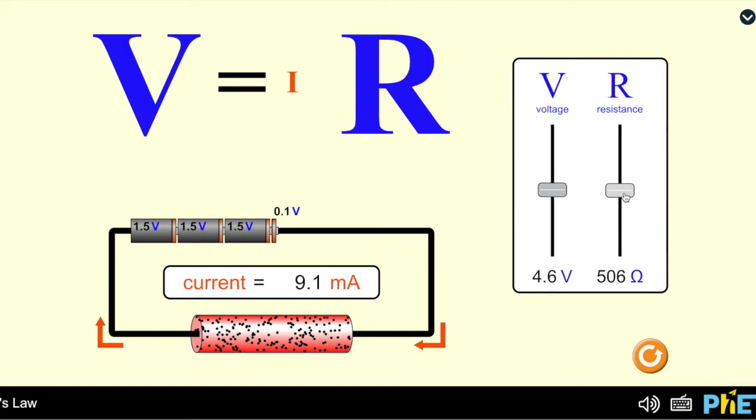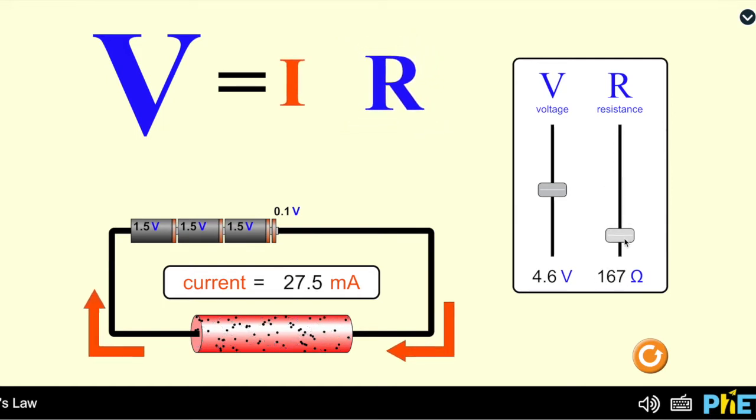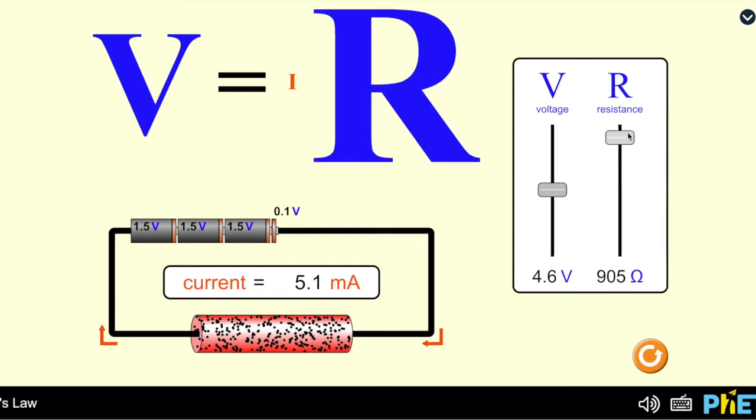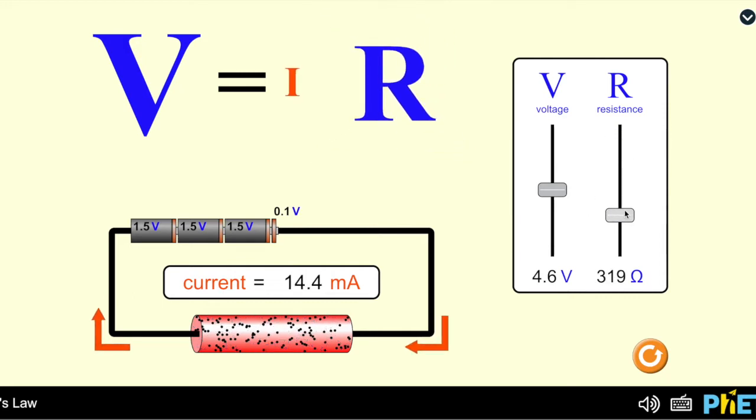Resistance, if I decrease the resistance, you'll notice that that causes the current to get bigger. And if I increase the resistance, the current gets smaller. The other thing that changes is when I change the resistance, the number of black dots in here changes. More resistance, more black dots, less resistance, less black dots. And those black dots basically represent blocking electrons from flowing through.